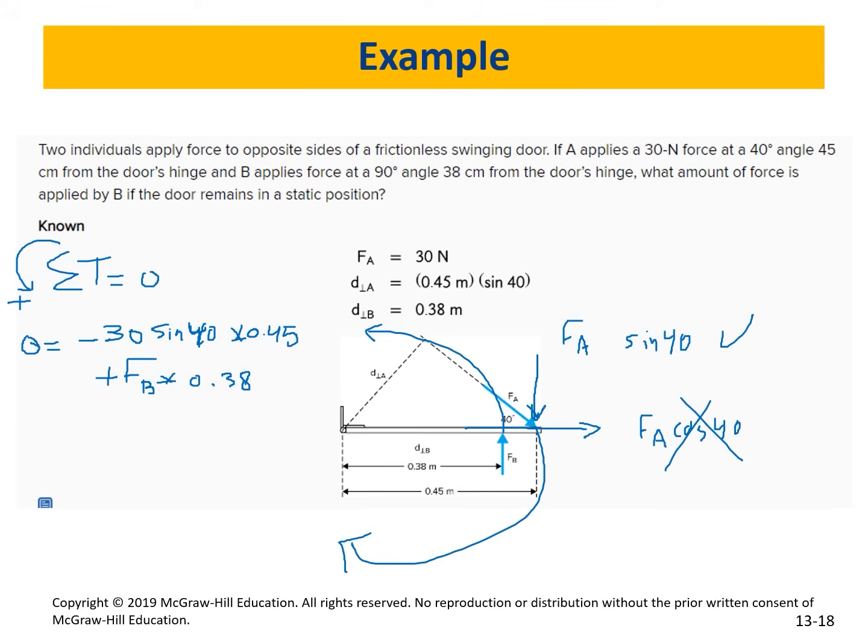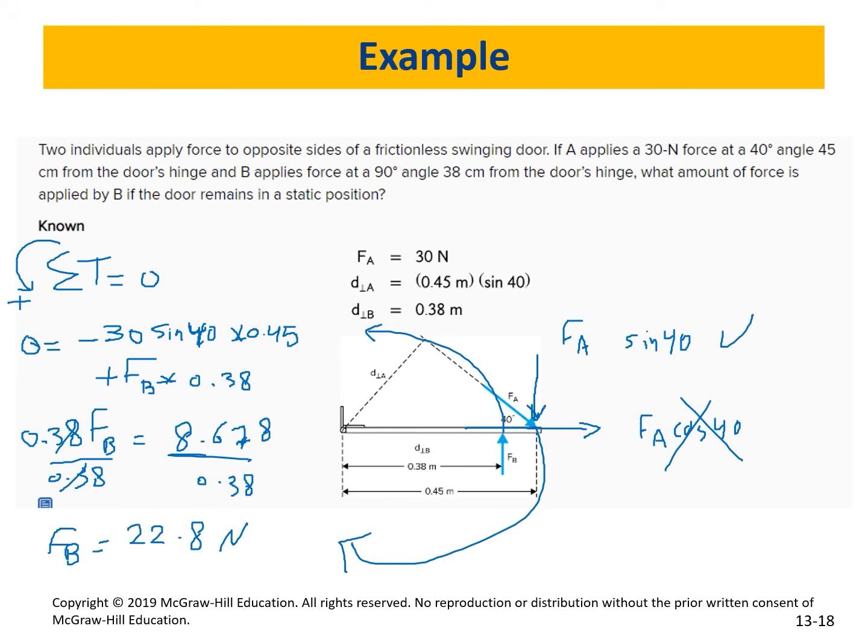Now, this is going to be negative, so you can move it to the other side, and Fb can stay alone. So you can say 0.38 Fb equals, how much is this multiplication? 30 multiplied by sine 40 multiplied by 0.45. 8.678. Make sense? Do you agree? Divide every side by 0.38. This is gone. How much is Fb? 22.8 newtons. Yep, that's it. We're using equilibrium and we're using the torques to solve the problem. Does that make sense?